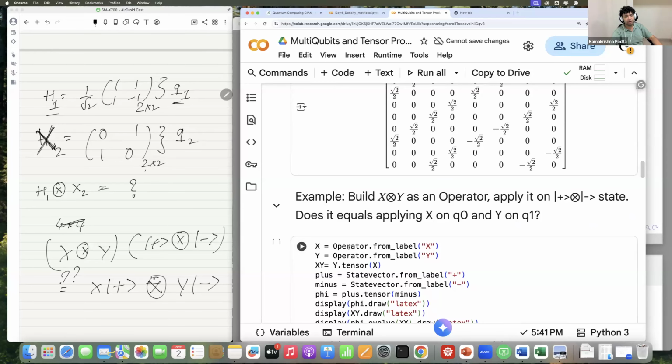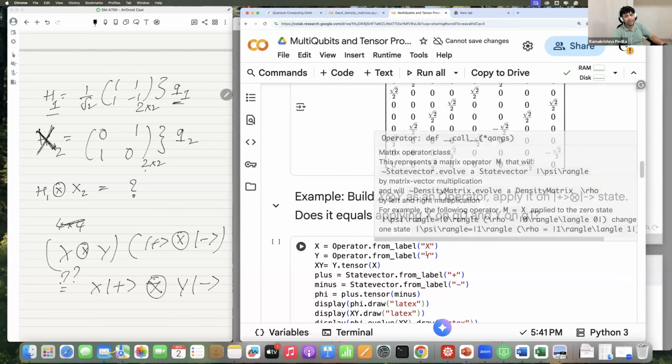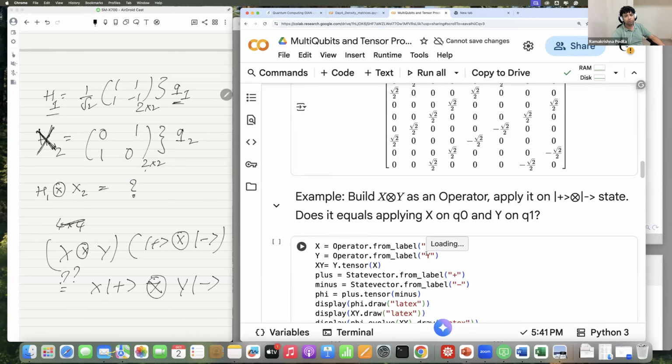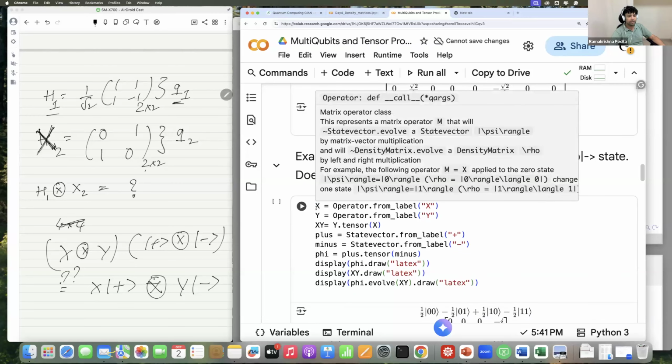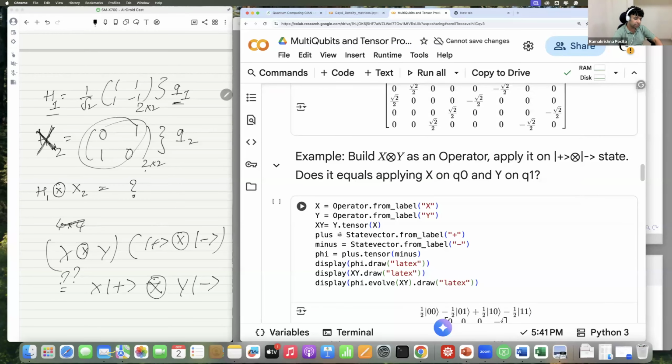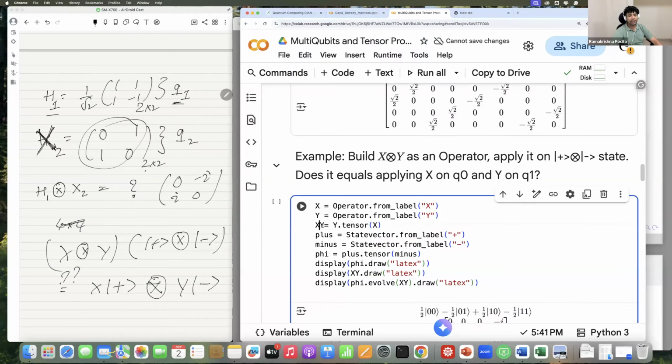So just like how we created the state vectors from labels, you have all these labels like X, Y, Hadamard gate H. You have all those available in Qiskit. So I'm creating X operator. This X operator looks like this, 0, 1, 1, 0. And then Y operator looks like 0, minus i, i, 0, right? And so when I do XY, if I want Y to act on the second bit and X to act on the first bit, right? Then I need to do Y dot tensor X, not X dot tensor Y.